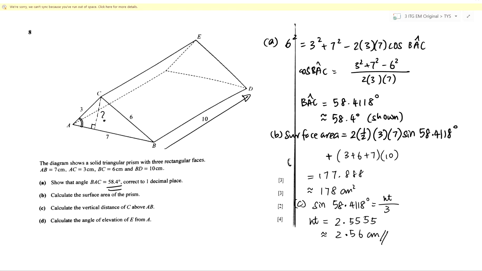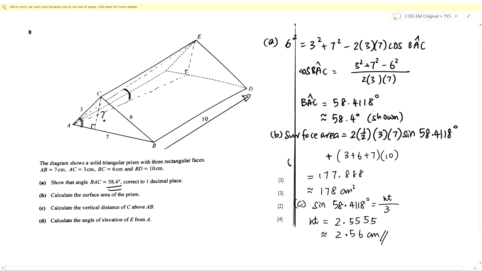Next, part D. To calculate the angle of elevation of E from A, we need to identify where that is again. E from A. We need to drop a perpendicular line down from E to the base, so the same 90 degrees. We join the base and we complete the right angle triangle. So this is the right angle triangle, and the angle of elevation is shown here.